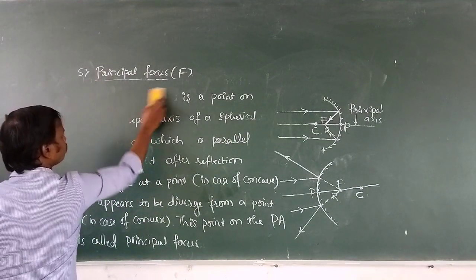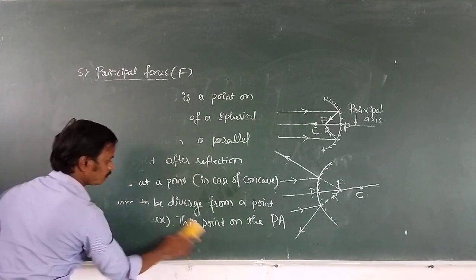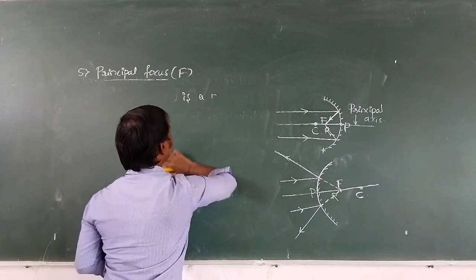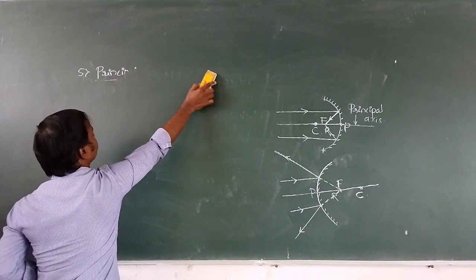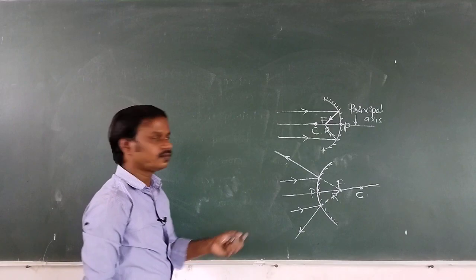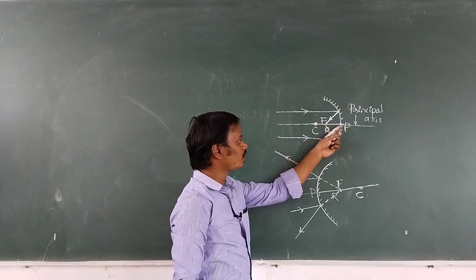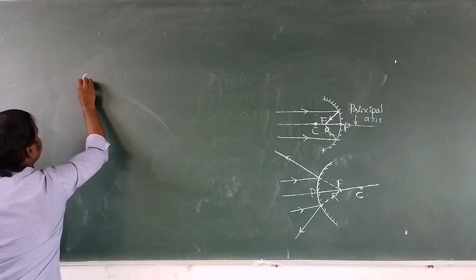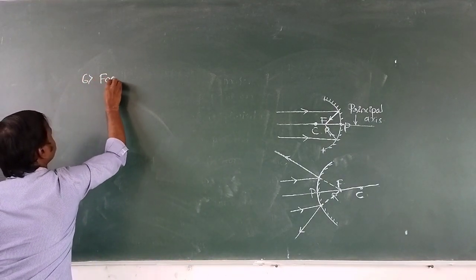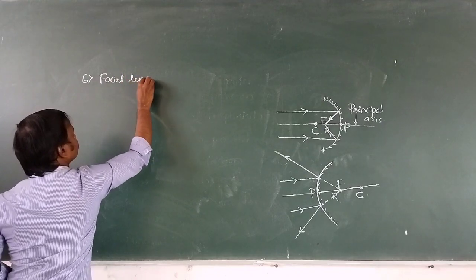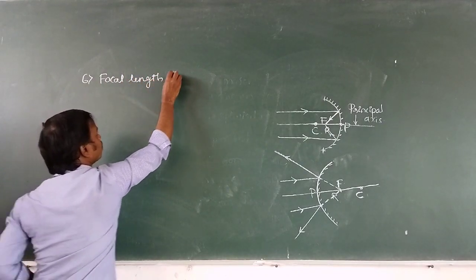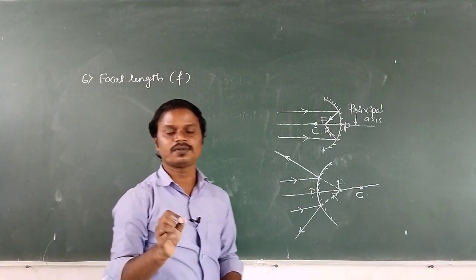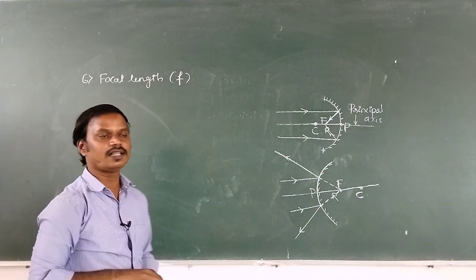Sixth one. Then what is focal length here? The distance between principal focus and pole of the spherical mirror. Focal length can be represented by small f. Principal focus can be represented by capital F, but the focal length can be represented by small f.